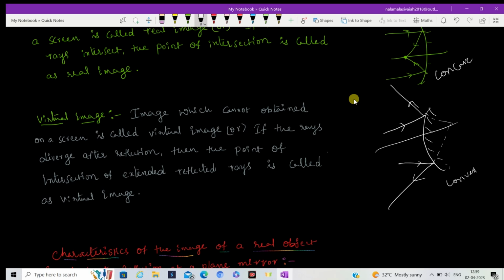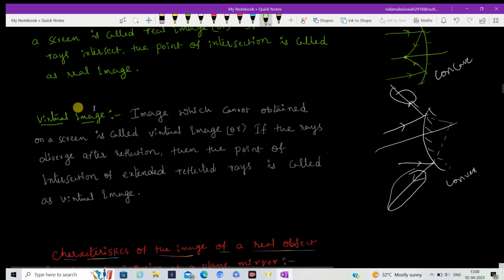So which ones are we extending? We are extending the reflected light rays. These are the reflected light rays, and we are extending them. So those light rays are meeting at one point. This is our incident ray, this is the incident ray. This one is reflected, this one is reflected. You are extending this reflected light ray. Those are meeting at one point.